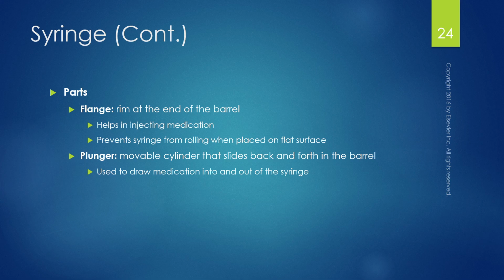The flange is the rim at the end of the barrel. This is what you can sort of grab onto as you're pushing down on the plunger, which of course is the movable cylinder that slides back and forth inside the barrel. This is how the medication gets into and out of the barrel of the syringe.